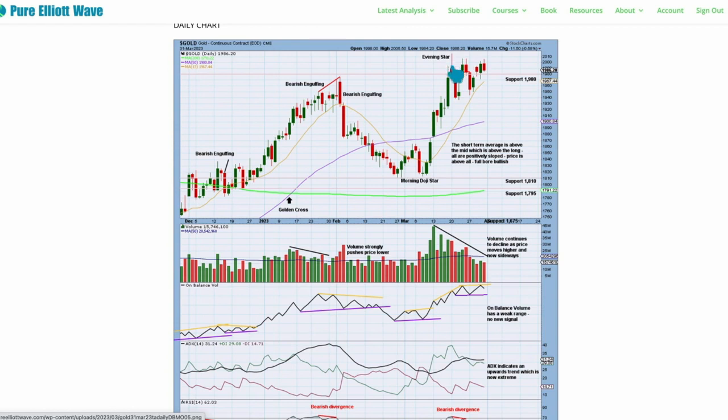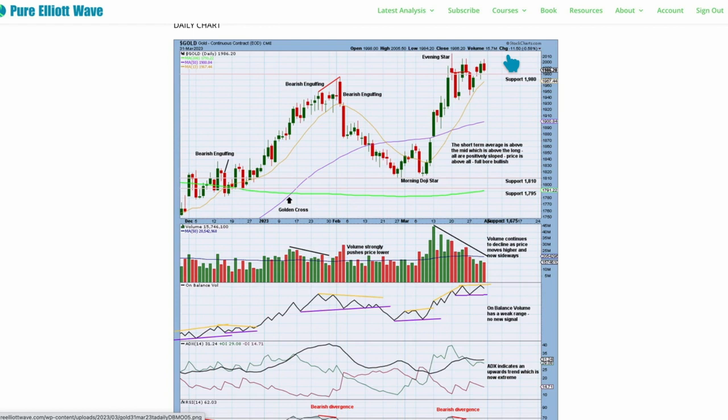But it's also possible that the high could be in place here. There's a little bit of technical evidence here on the daily chart. It could continue further though. We could see further bearish divergence, and ADX could reach further extreme before the trend is over. Sometimes we have to be a little bit patient with gold.